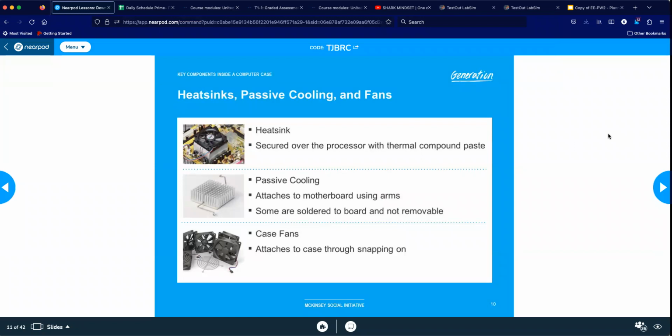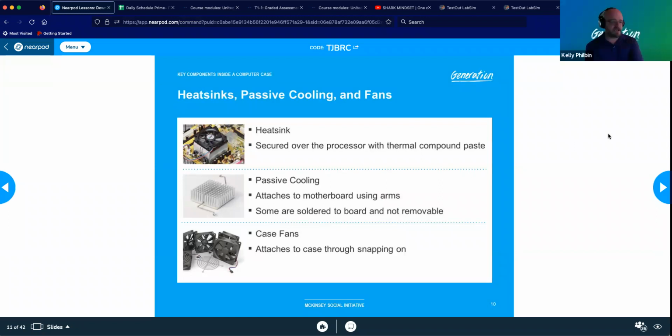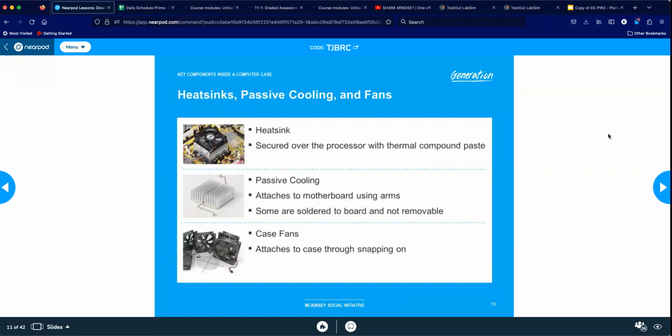Are case fans and heat sinks usually used for computers, and passive cooling more for cell phones? Yeah, they don't typically use a fan cooling system for cell phones or tablets. They do typically use heat sinks for passive cooling. You are absolutely correct on that. The case fans would typically be in laptops, desktops, notebooks, along those lines. Good observation.